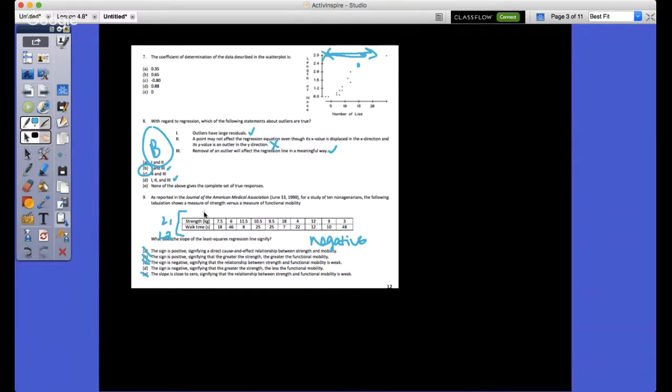So as strength increases, which is my X, is that my X? Yeah, that's my X. As strength increases, the less the functional mobility. Yeah, that would be the definition of what the slope would be within that. So that's pretty good. Good stuff.